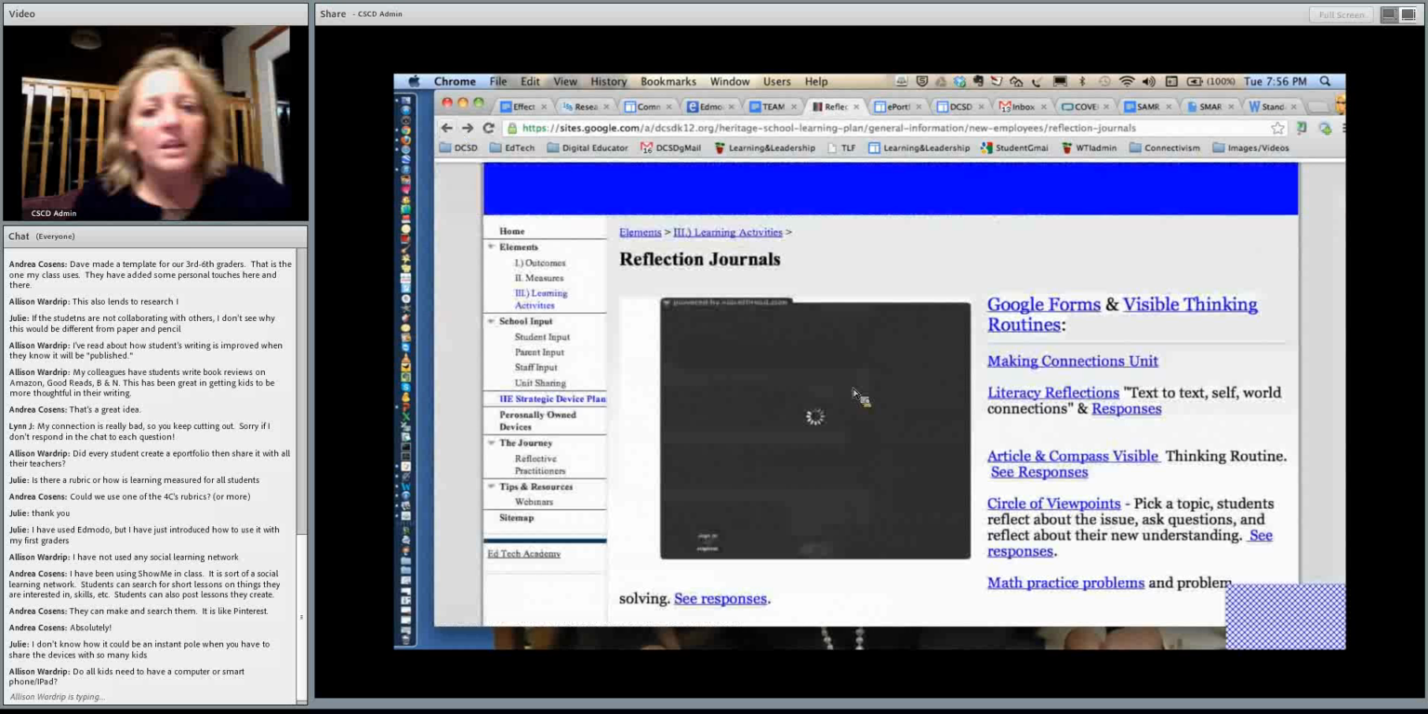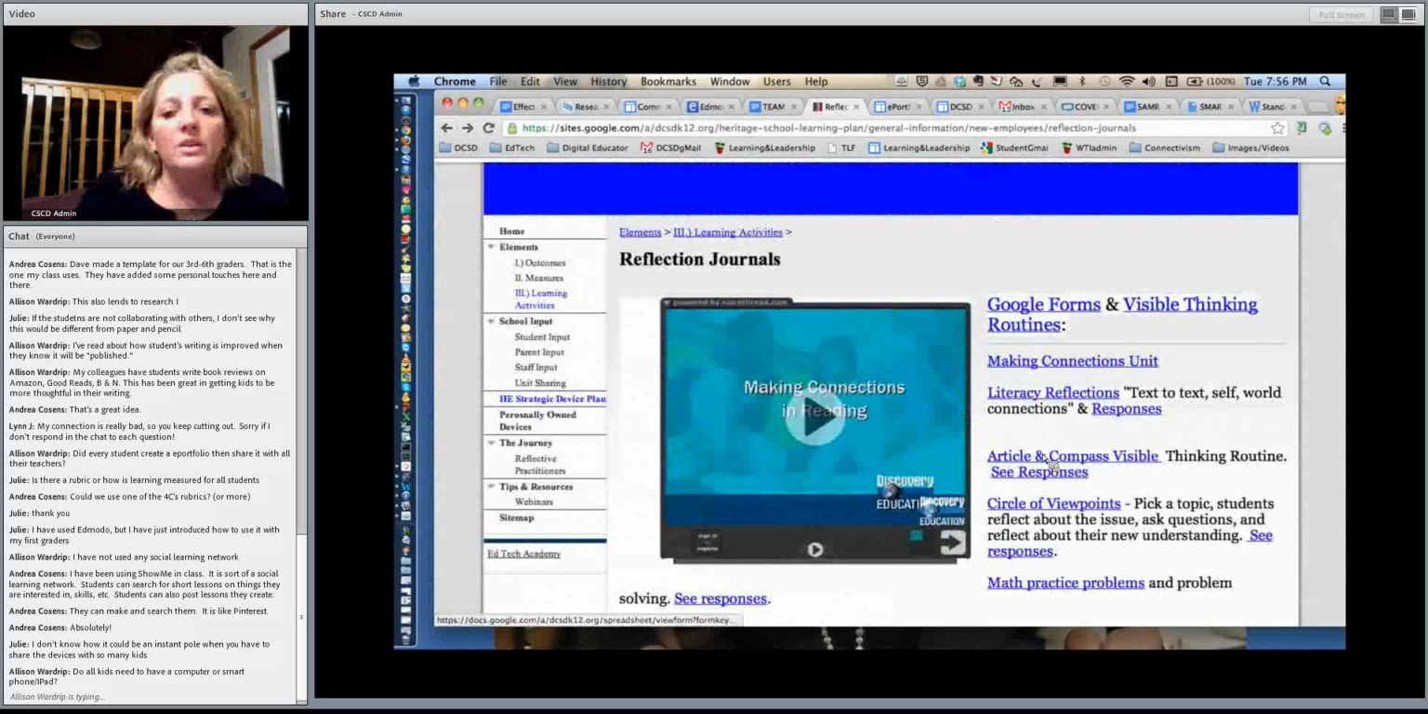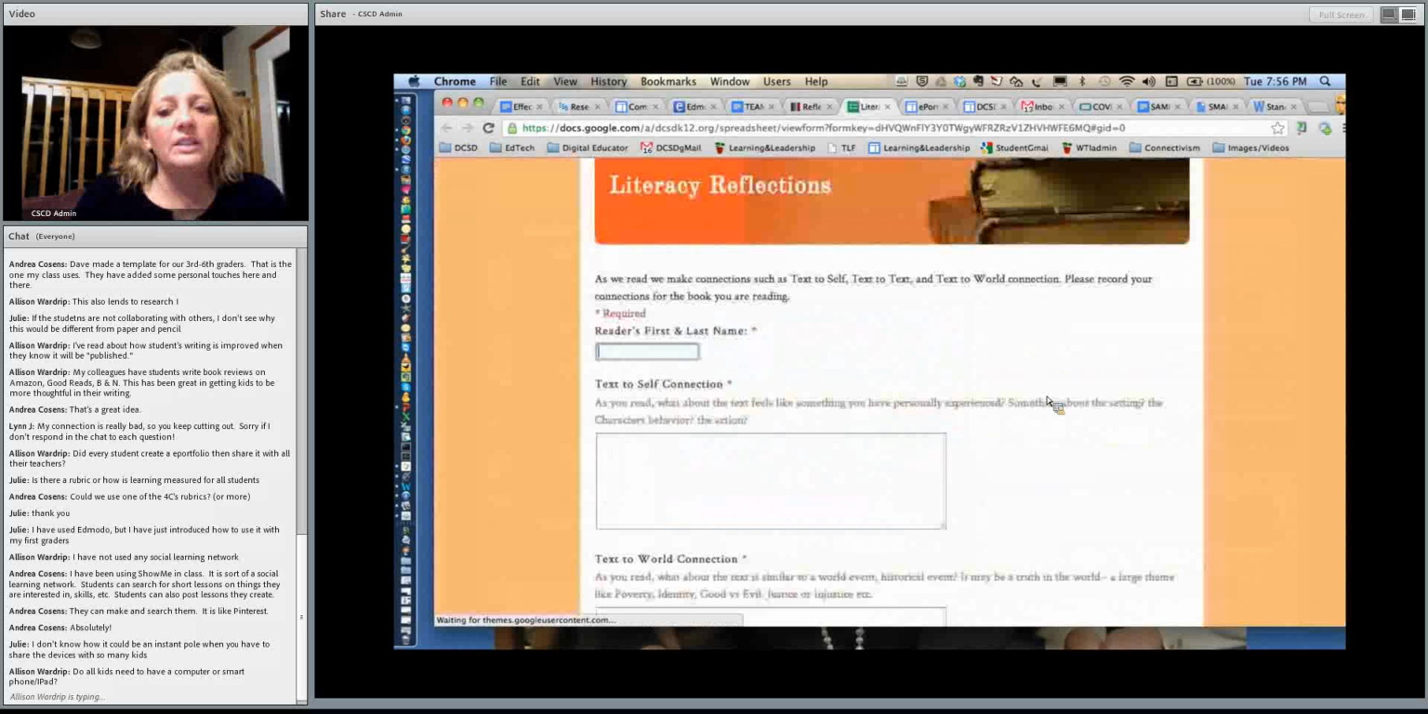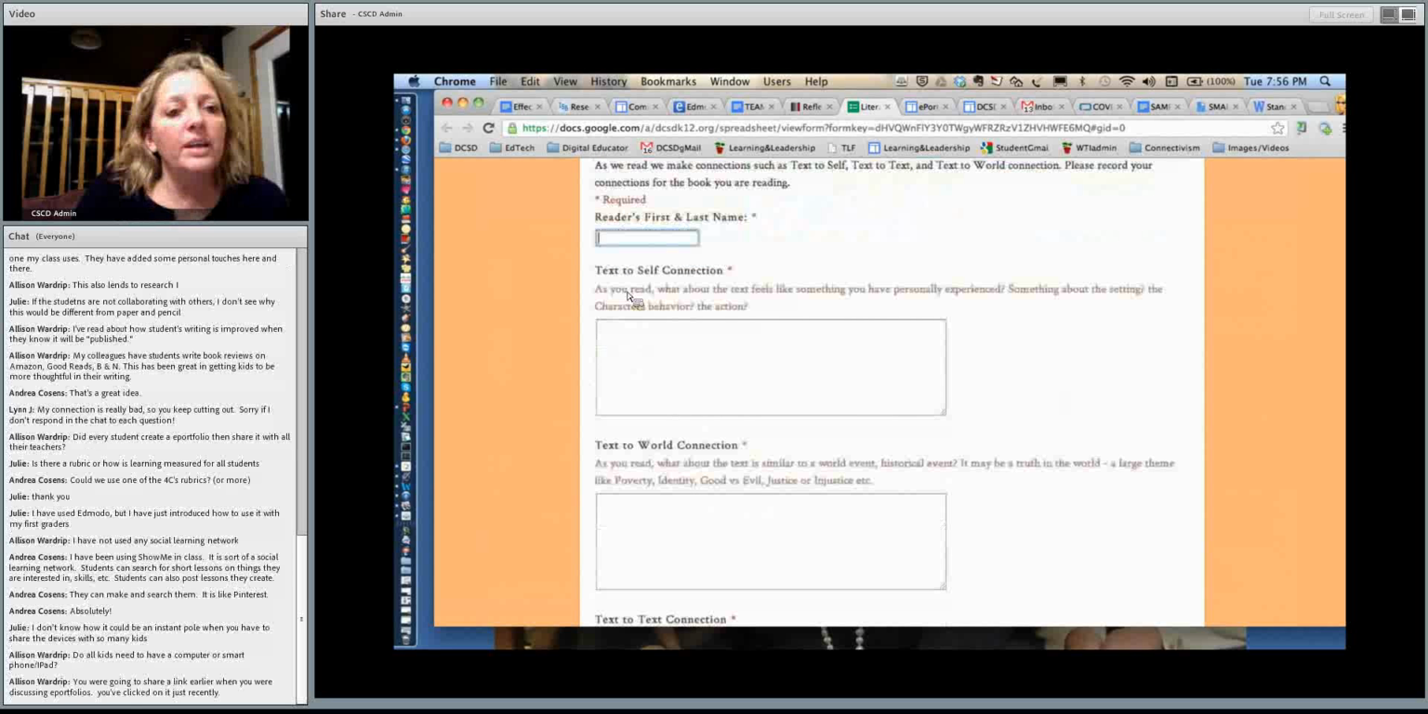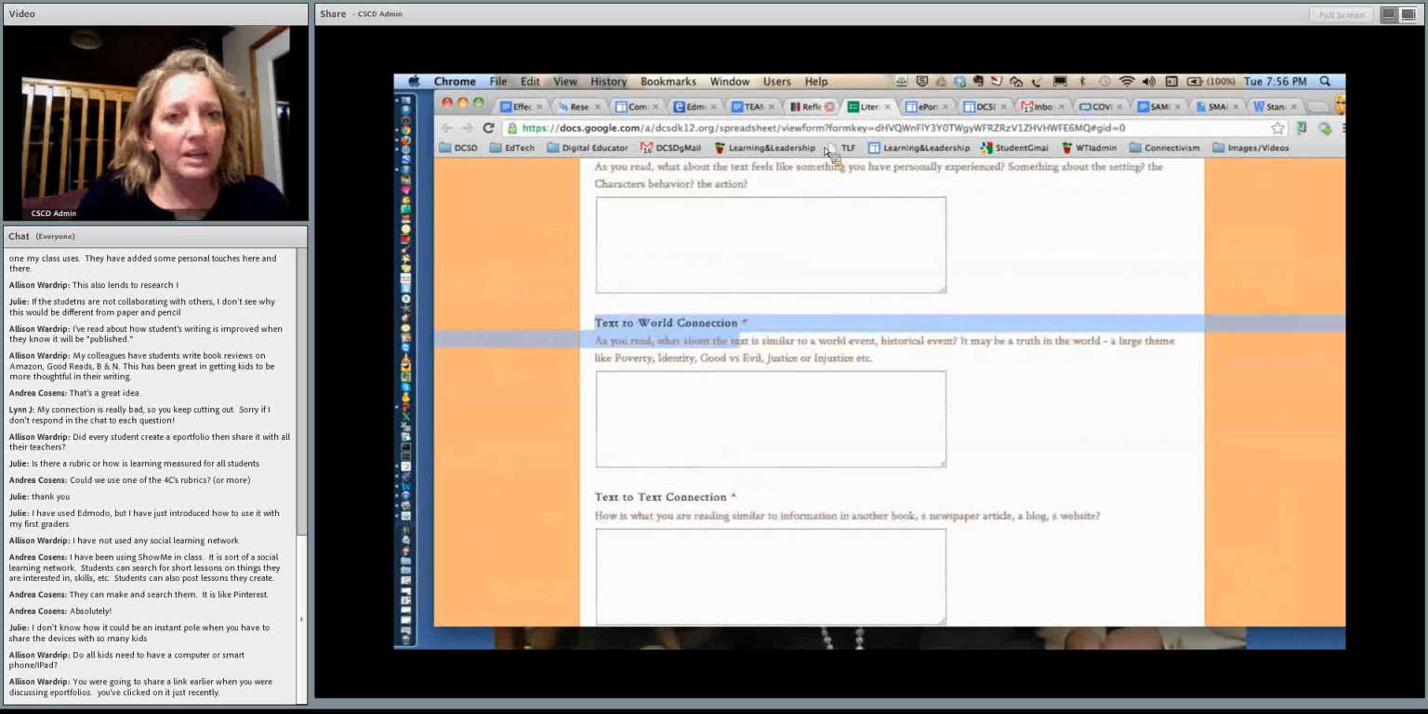Okay. So a place that we can use those is in Google Forms. Let's take an example where we have our students and we're using a Google form, but we want it to be reflections. We want them to be reflecting about literacy. I'm going to give you an example in numeracy as well. So you create the form, and this one has text-to-self connections, text-to-world connections, and text-to-text connections.